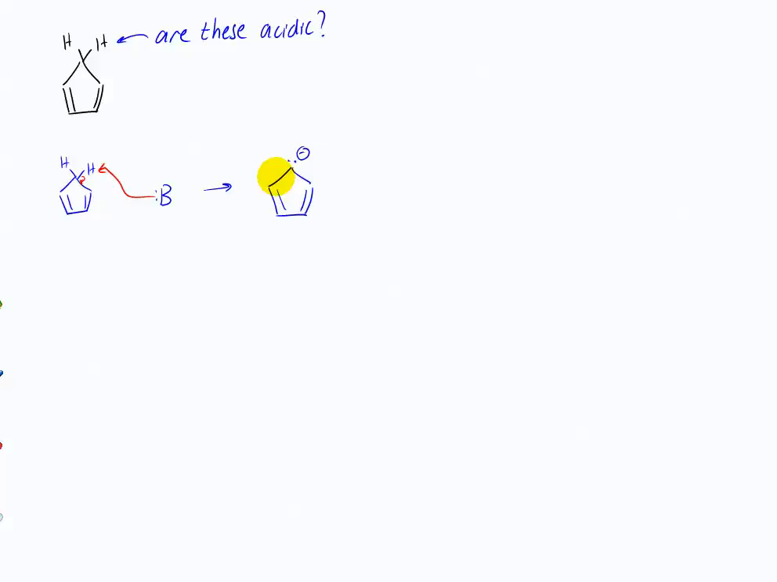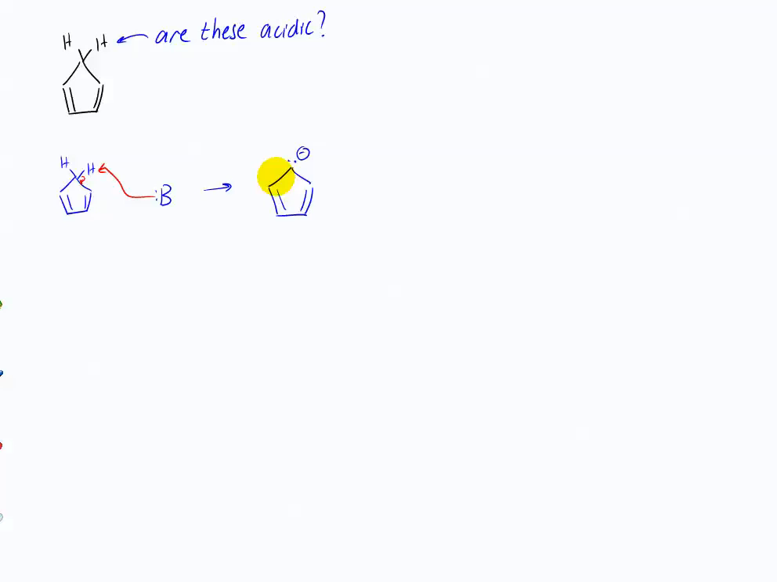Let's go through the rules. Is it flat? Yeah, or it can be. Do we have a p orbital on each atom? Can they all be sp2 hybridized? They can. They don't have to be, but they can because of what we said, that a lone pair can occupy a p orbital or a hybrid orbital. So it can be sp2 hybridized.